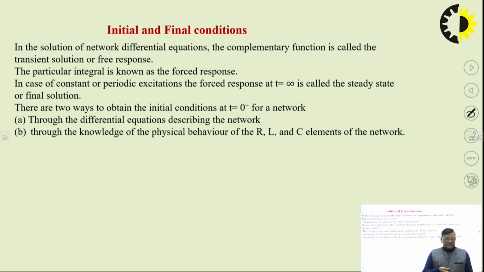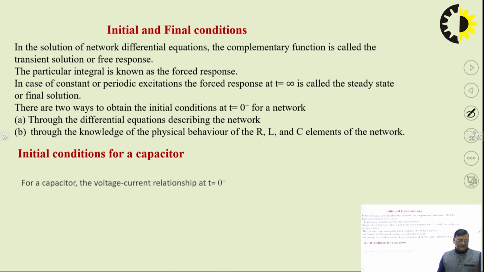There are two ways to obtain the initial conditions for a network: either through the differential equation describing the network, or through the knowledge of the physical behavior of the R, L and C elements of the network. So basically we will discuss in detail the second part, part B, how we will evaluate the initial conditions of the RLC elements of a given network.